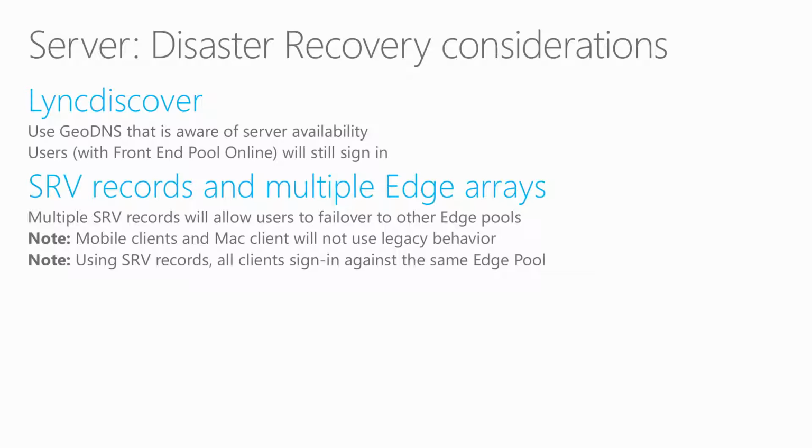SRV records and multiple edge arrays. If you have multiple edge arrays or multiple edge pools, you could, in theory, have multiple SRV records with different priority and point them to different edge pools. And the idea would be that if you lose your primary edge pool, clients would fall back and use the next SRV record that points to a different edge pool, and this way they would still be able to sign in. Yes, this is something that we used to recommend in the past.